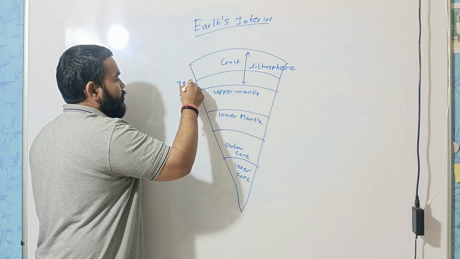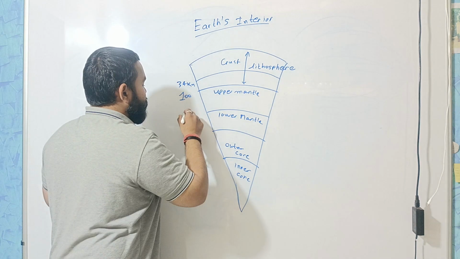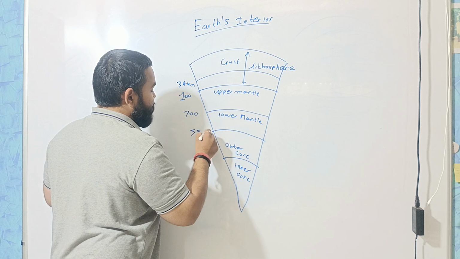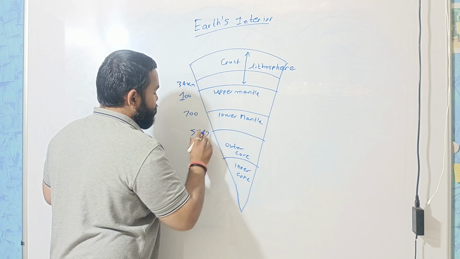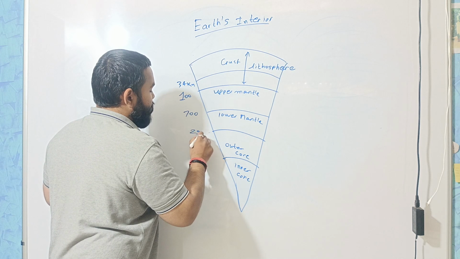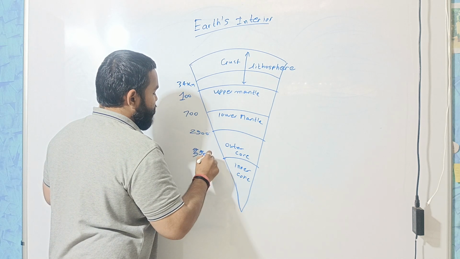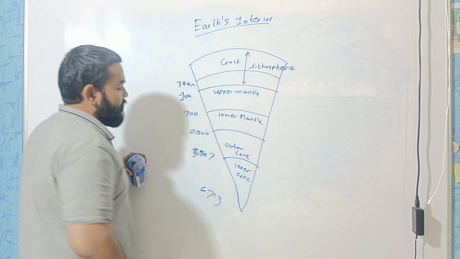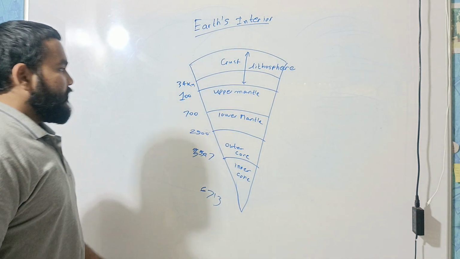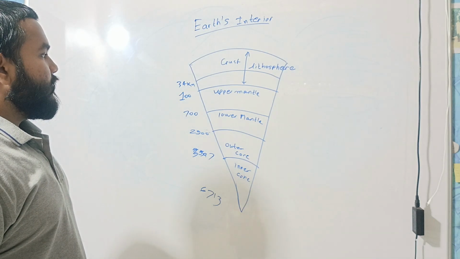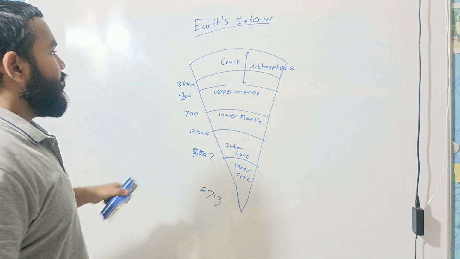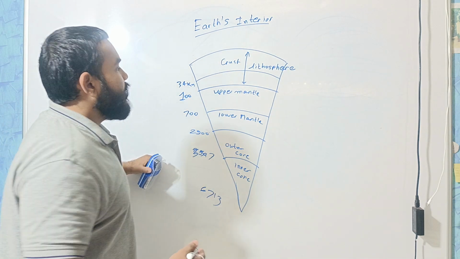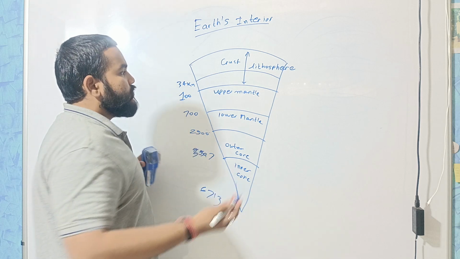So this is 34 kilometers, 100 kilometers. This is 700 kilometers. This is 2900. This is 5150 and 6371 kilometers. So this is some figure of the Earth's interior, like crust, upper mantle. And now we will discuss what their states are, like liquid, solid, and so on and so forth.